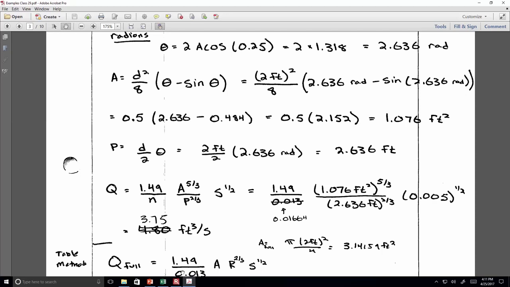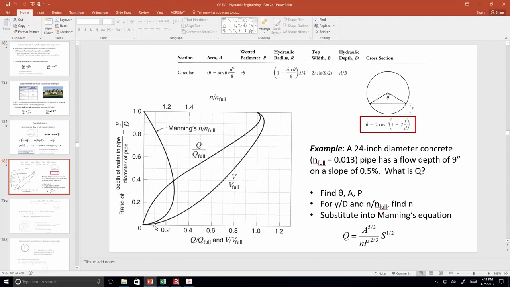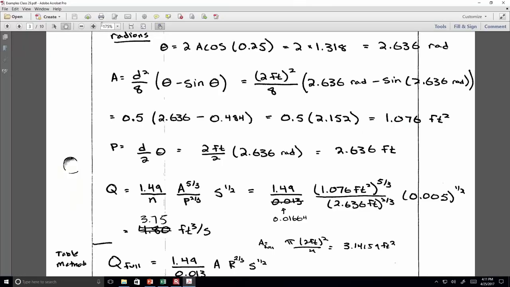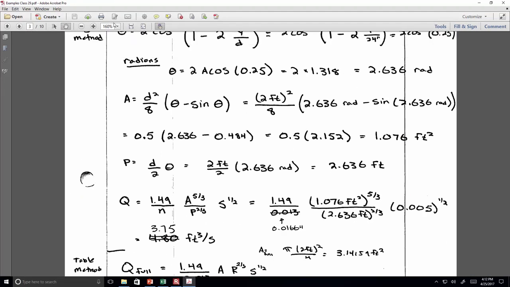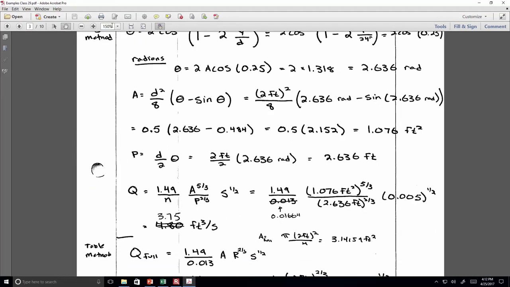Now, there is a Q to Q full function as well, so we could calculate the full depth flow rate, and then find the Q to Q full based on the y to D. So that would be another approach. Let me bring this back up. So any questions on this example?